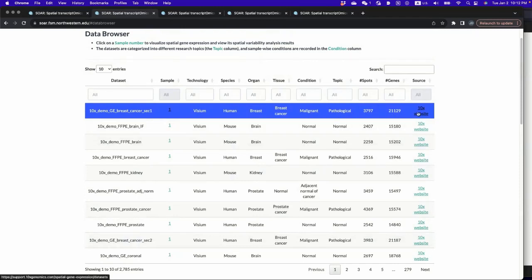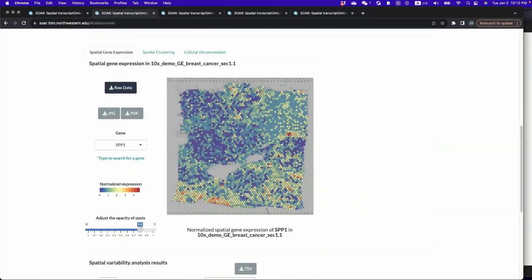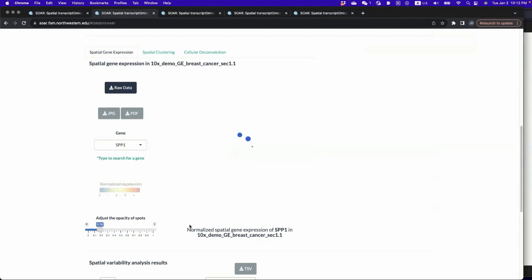The metadata and source of each sample is listed in each row. Let's first take a look at this first breast cancer sample by clicking on the sample number. Upon clicking on the sample number, a user can scroll down and view the spatial variability of expression in genes of interest. For example, let's explore SPP1, a marker for tumor-associated macrophages and which helps malignant cells avoid immune surveillance. We can see that this gene shows higher spatial variability at the bottom left and right corners, as evident from the red colors. The opacity of the spots can be lowered if users are interested in viewing the morphology of the spots.